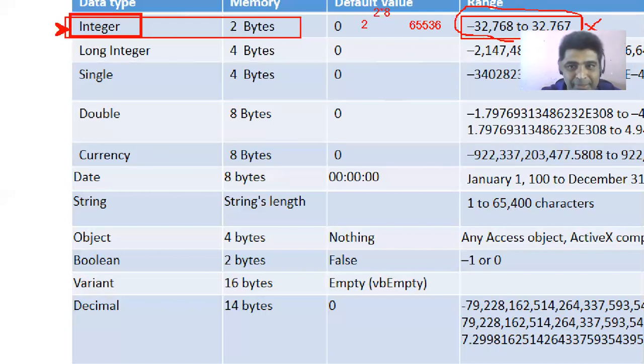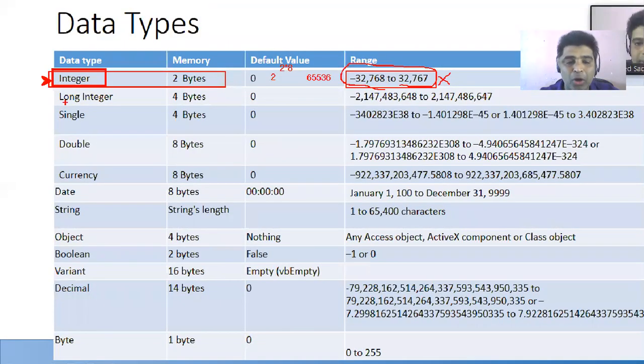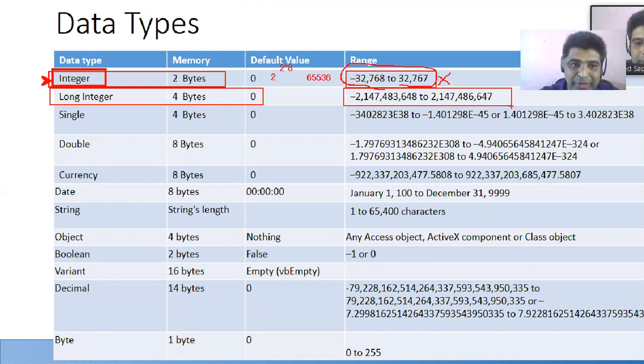Now when I use a long int, it occupies 4 bytes. 4 bytes means 2 to the power of 4 into 8. 4 into 8 is 32, so if I multiply 2 into 2 into 2, 32 times, you get almost a 10-digit number. This much value you can store if you use a long int. But if you declare a long int, it reserves 4 bytes of memory.